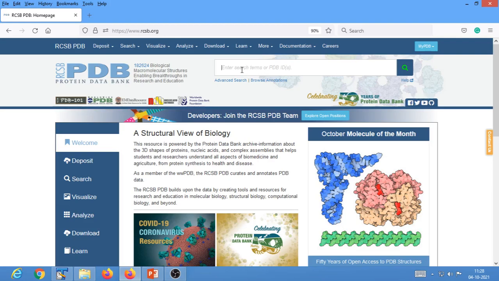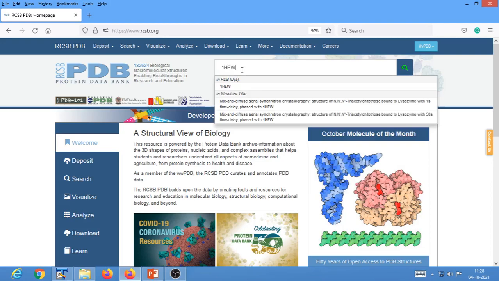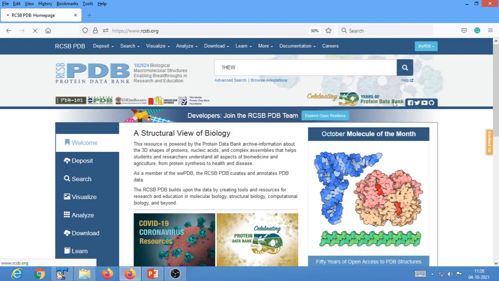Each and every structural model that is deposited in PDB is provided with a specific unique identifier, and usually the PDB identifiers are 4 characters. I know the unique PDB identifier of our model: 1HEW. So 1HEW is the identifier of the protein molecule that we wish to work with.